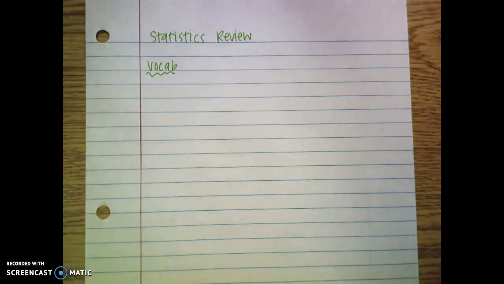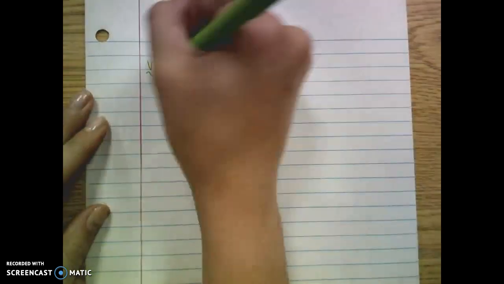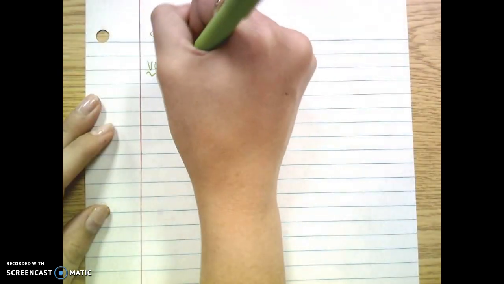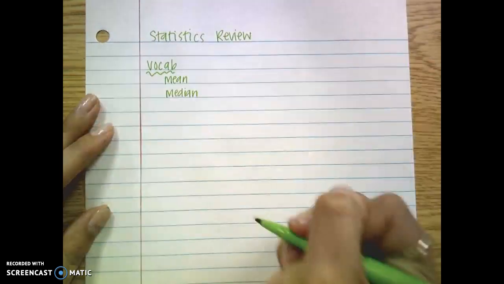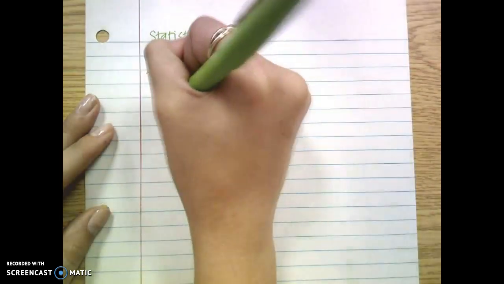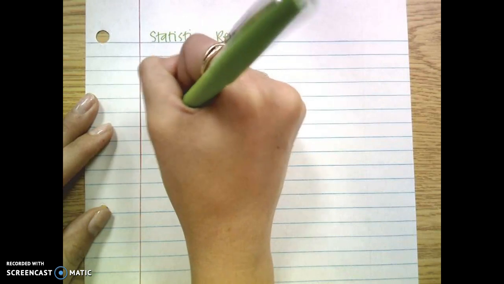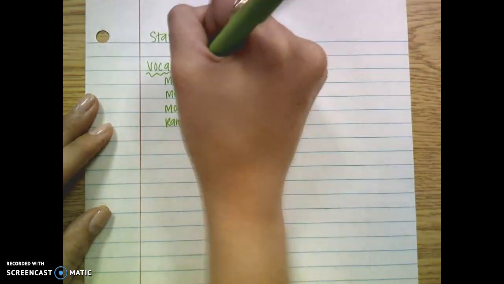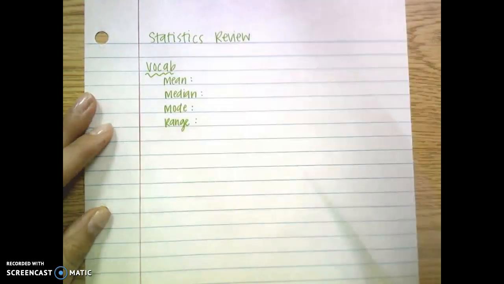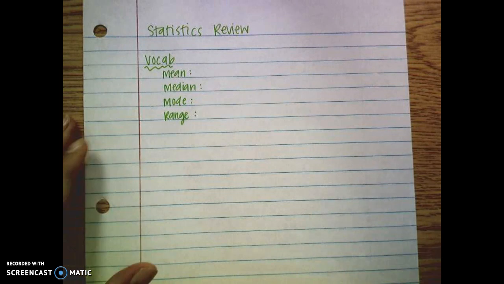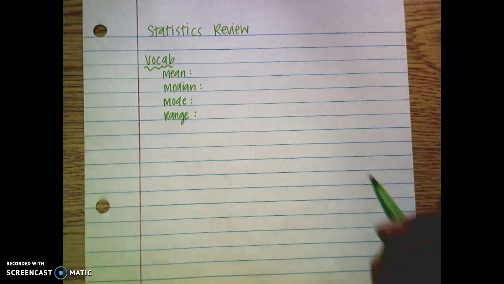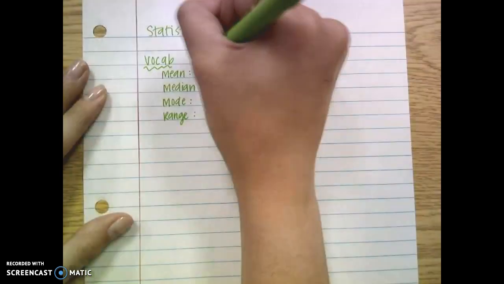Some of the most important things that we need to know in order to do well in statistics are these words: mean, median, mode, and range. Hopefully these are familiar to you at this point, but we are going to review the correct definitions just in case. The mean of a set of data is the average.